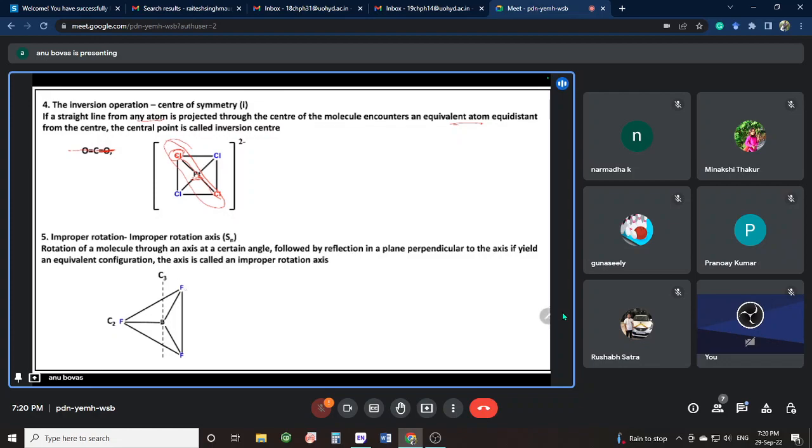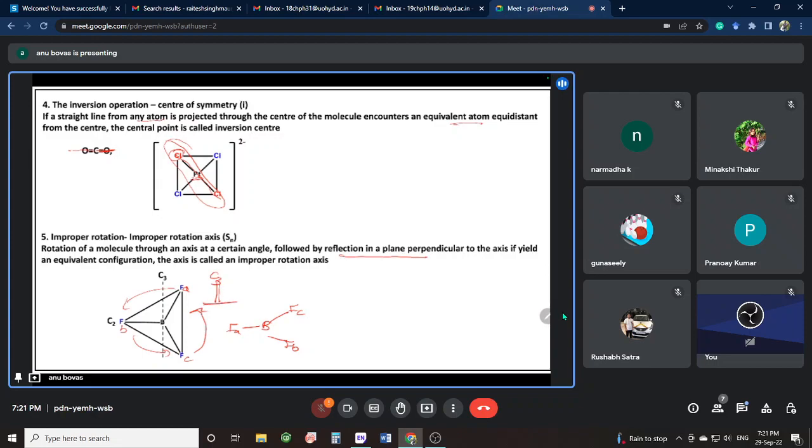So let us name this A, B, C, just for identification. If I am keeping C3, each fluorine will interchange, right? So this will come to FA, this will come to FB, and this will be FC, right? This is, first, we keep a C3 axis. Now what is it telling? Followed by a reflection plane perpendicular to the axis.